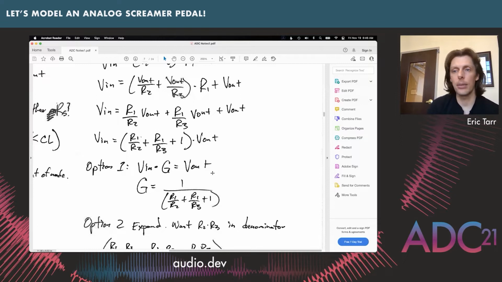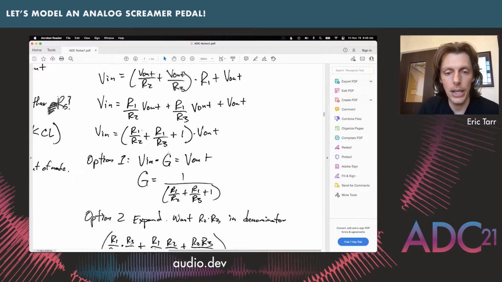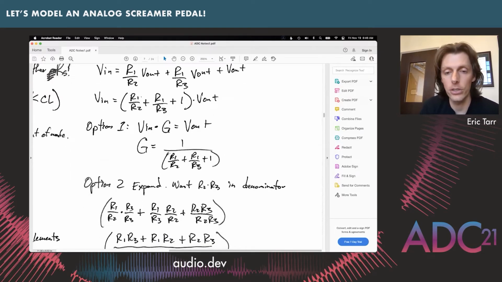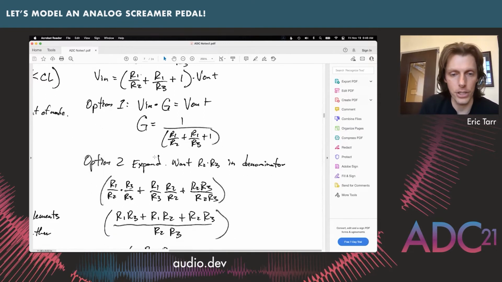So again, this is something that we could write in our code as a calculation, that we have some G that we just multiply each one of the values of our input signal by in order to be able to use in a process loop within our plugin if we know what those resistor values are going to be. So that's what our algorithm would be for this passive attenuator circuit.